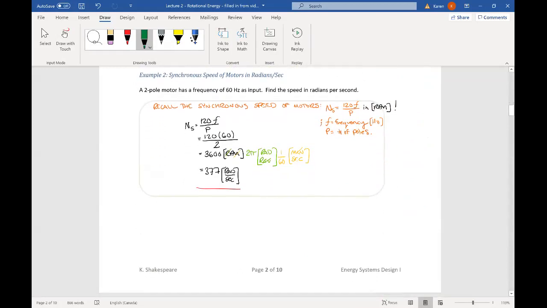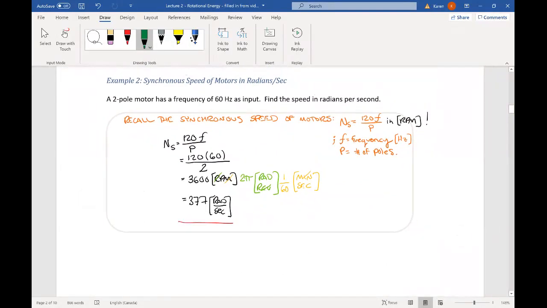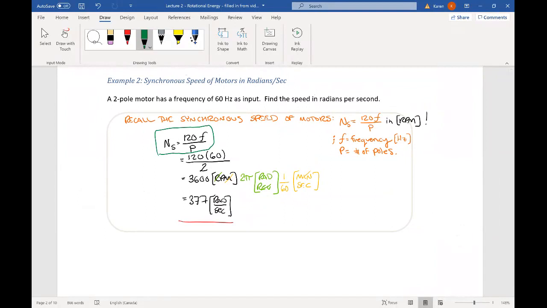So in this course, we're going to get into some generators, which of course are rotational energy devices. So I need you to remember this formula: synchronous speed of motors, 120 times the frequency divided by the number of poles. So here's just an example for you of a 2-pole motor with a frequency of 60 hertz. Find the speed and do it in radians per second to give you some practice going from RPM to radians per second.